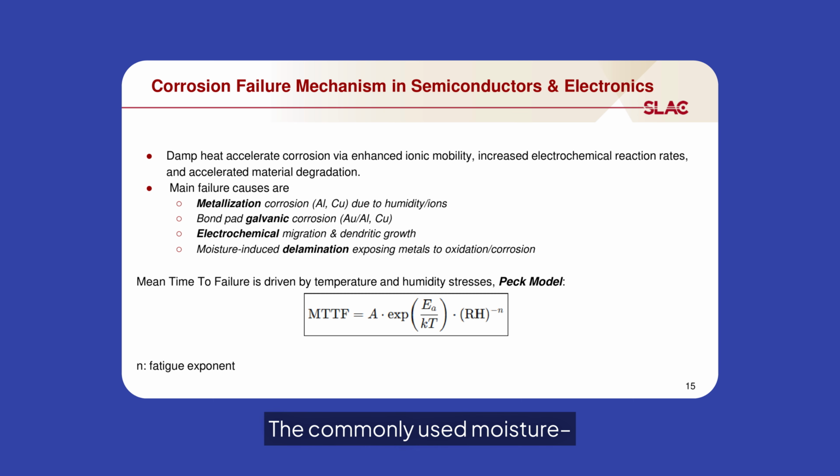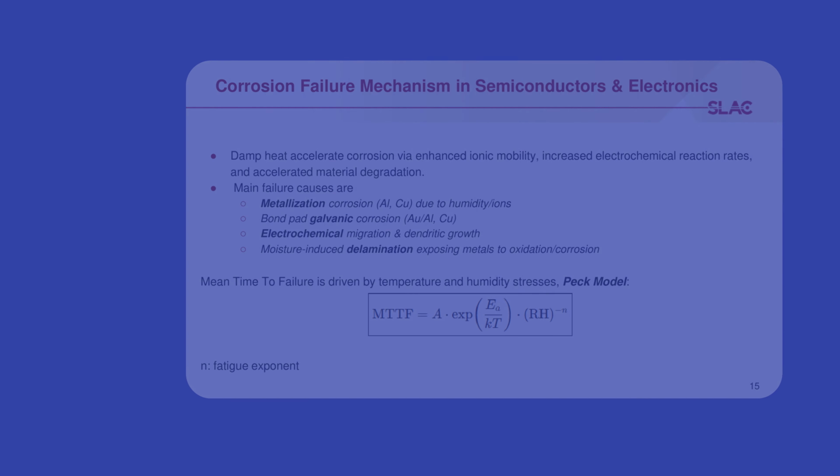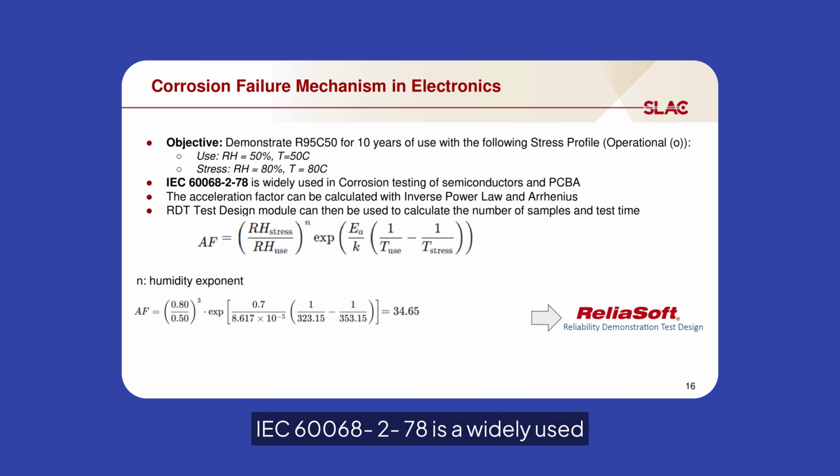The commonly used temperature-humidity corrosion reliability model is called the Peck model. RH is relative humidity, T denotes absolute temperature in Kelvin, Ea is the activation energy, n is the humidity exponent, and k denotes the Boltzmann constant. IEC 60068-2-78 is a widely used standard for corrosion testing of semiconductor devices and printed circuit board assemblies.